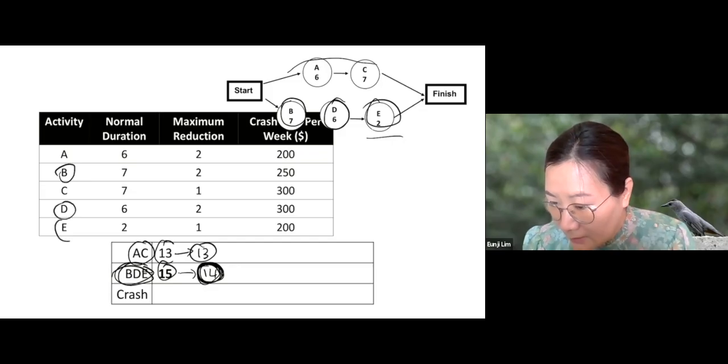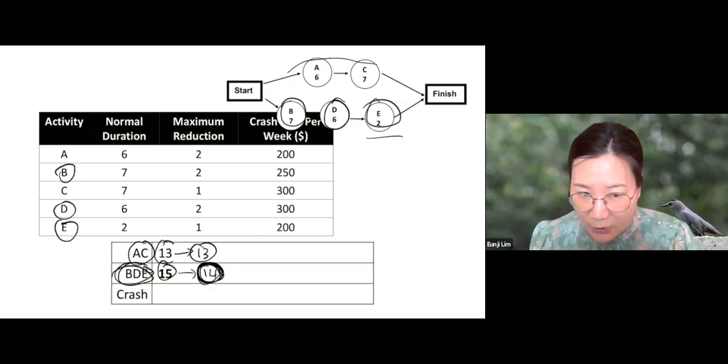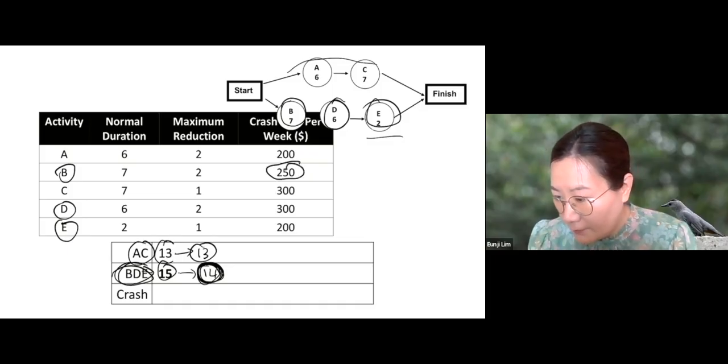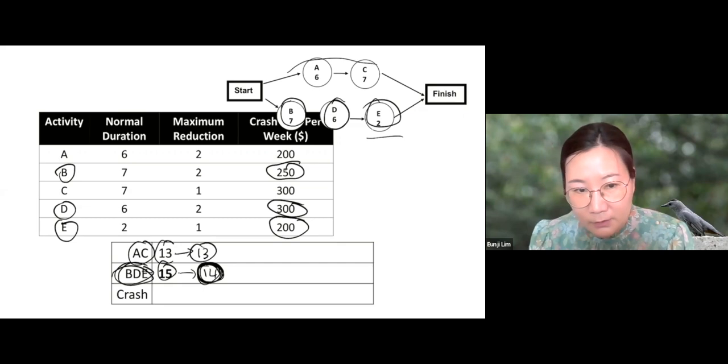B, D, and E. And one of them needs to be crashed. Which one would you crash? B costs 250, D costs 300, and E 200. Okay, so we should crash E because this is the least expensive one.